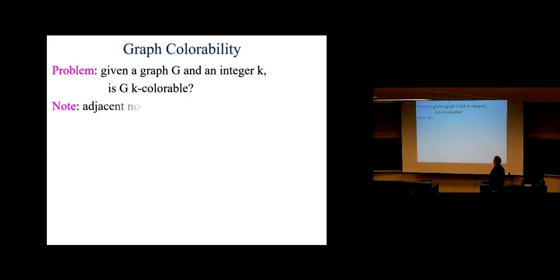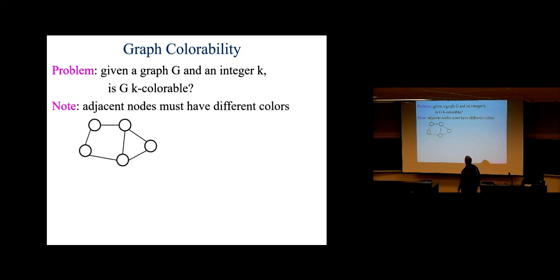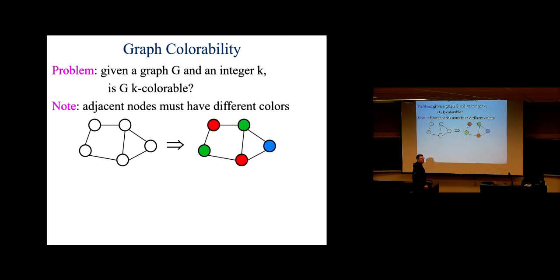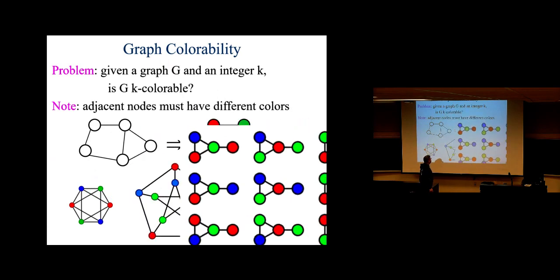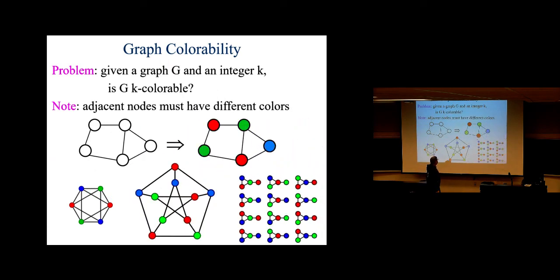Okay. Graph colorability we already mentioned. Given a graph and an integer, is it k-colorable? Is there a way to paint it with k colors such that no two adjacent nodes share a color? And again, it's NP-complete. For certain graphs, it's easy. For other graphs, it's really hard. In general, it's very hard because you have to look at all ways of painting a graph. You have k colors and an exponential number of choices.